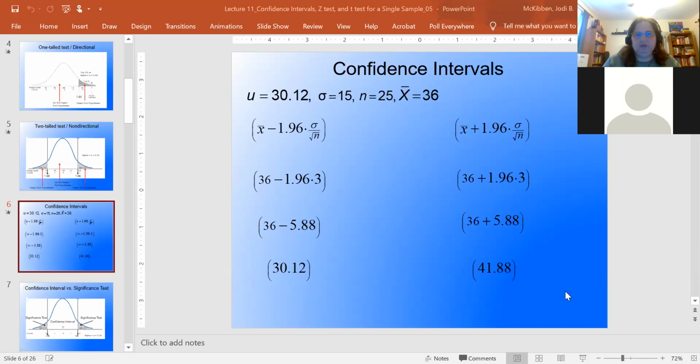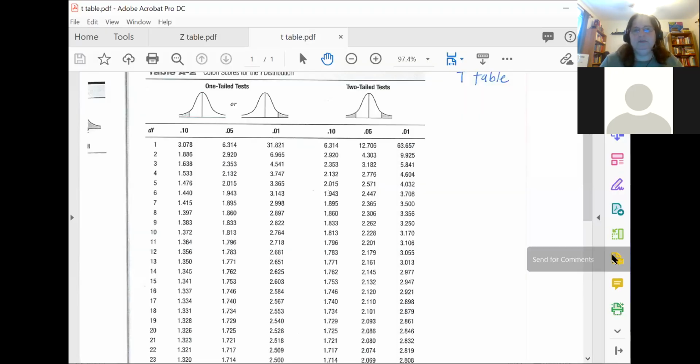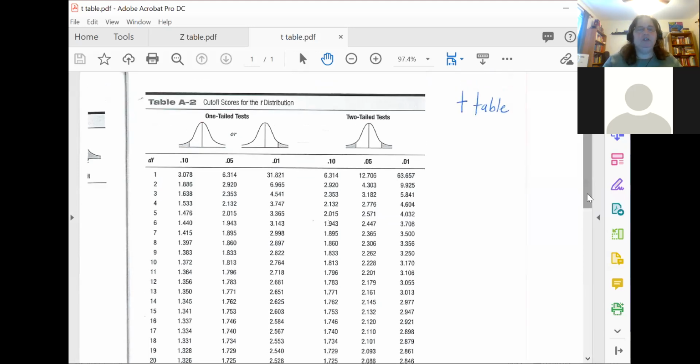Okay, so let me start with the T table because that's what I have open, and because that's the easier one. For the T table, for the cutoff, what we're looking for is, first of all, is it one-tailed or two-tailed? That's our first question. Once we figure that out, we know if we're on the left side or on the right side.